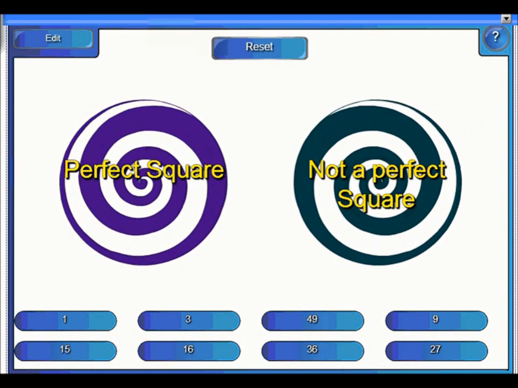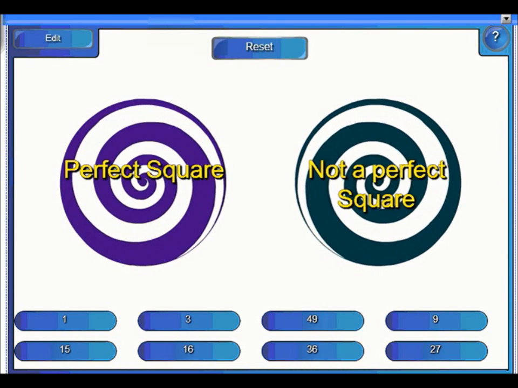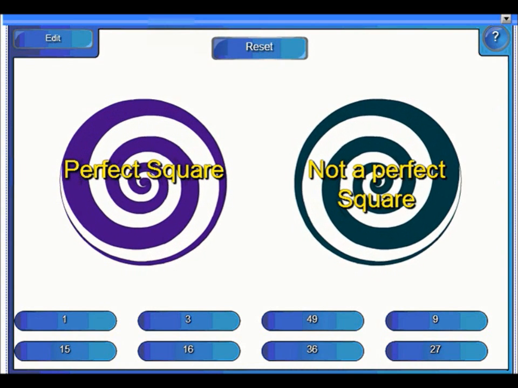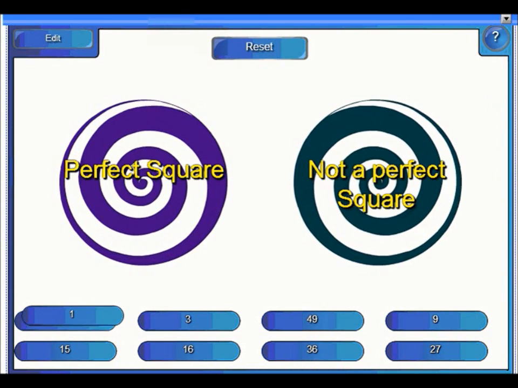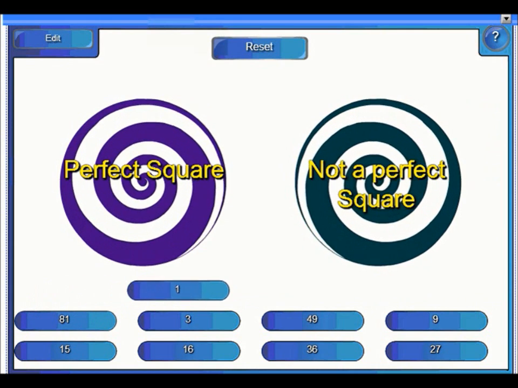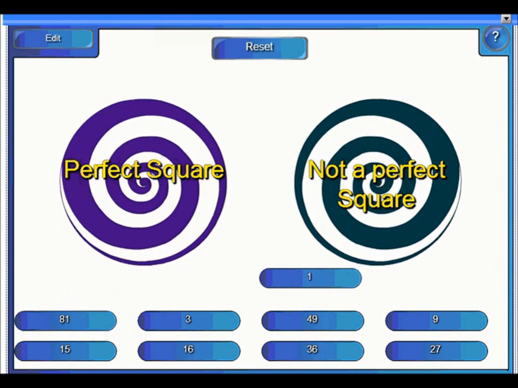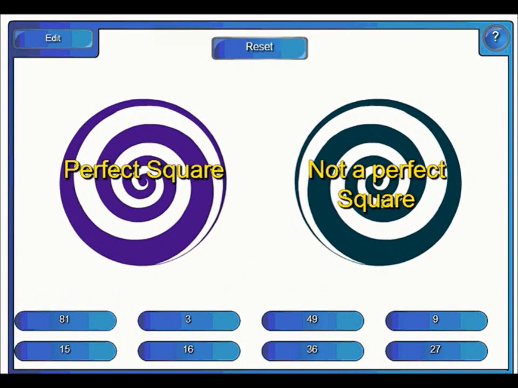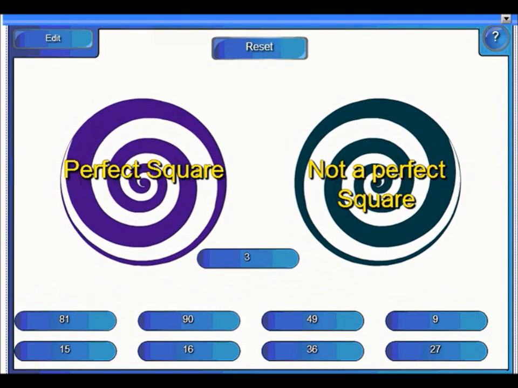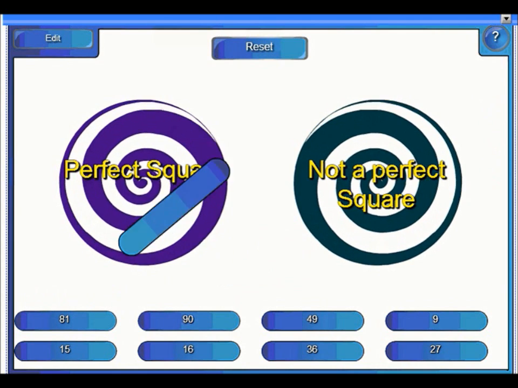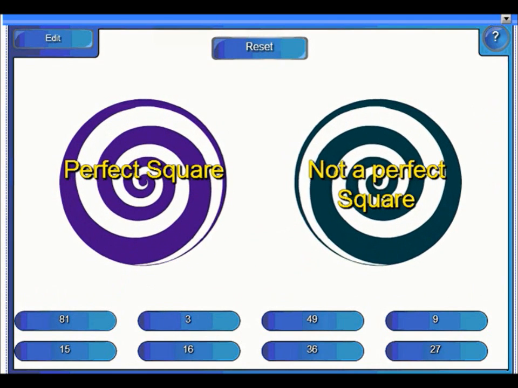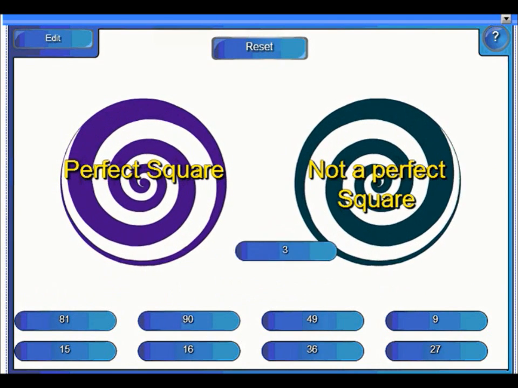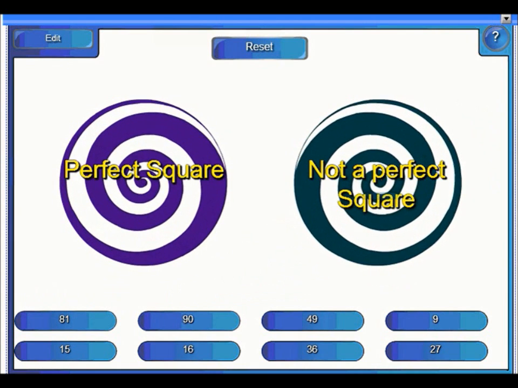Now, here's a little activity. I'm going to take these numbers and drag them into one of two vortexes. The number 1, do you think it is a perfect square or not a perfect square? 1 is a perfect square. What about 3? You think it's a perfect square? Let's see if it is. No, it is not. 3 is not a perfect square. You can't make a square out of 3.